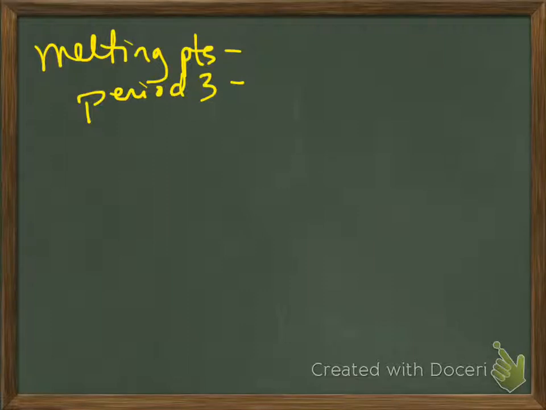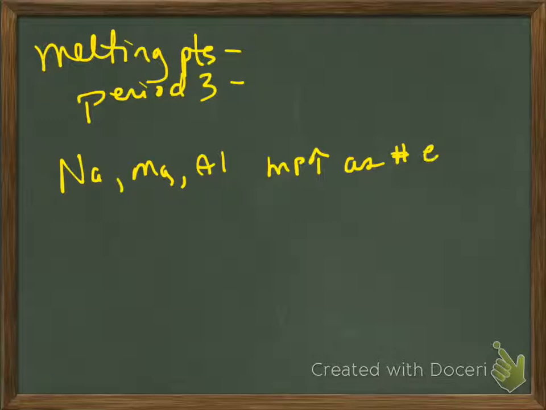So if we look at the metals sodium, magnesium, and aluminum, the melting point here increases as the number of electrons increases. And that's due to the charge of the cation as well, being able to attract those valence electrons and hold them in.